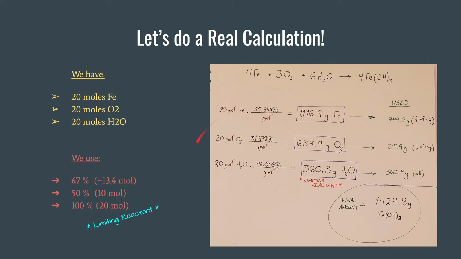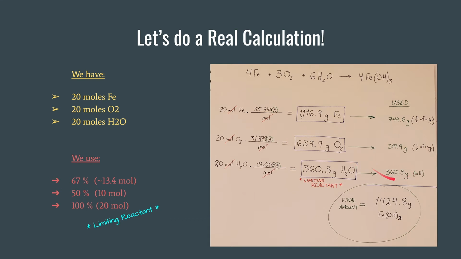Doing simple calculations, we can figure out how many grams of each substance we have. And we know, based on these amounts, that water here is the limiting reactant, and therefore we're going to have leftover oxygen gas and iron. The exact quantities are shown here.